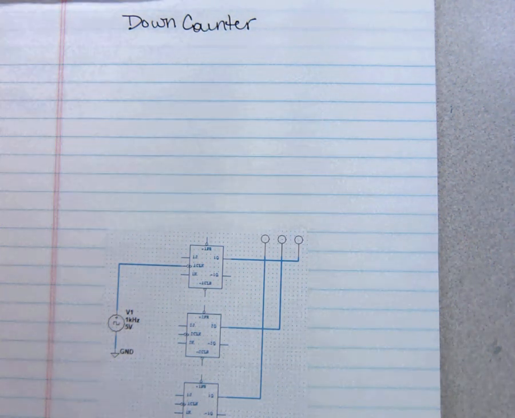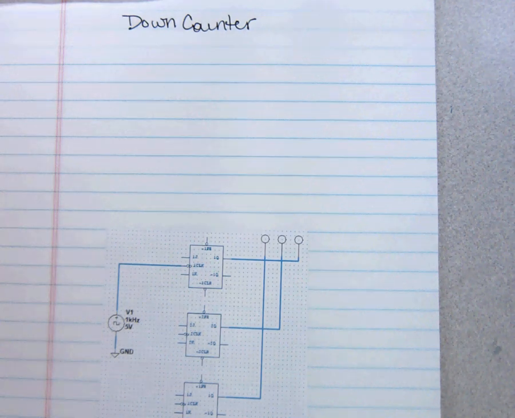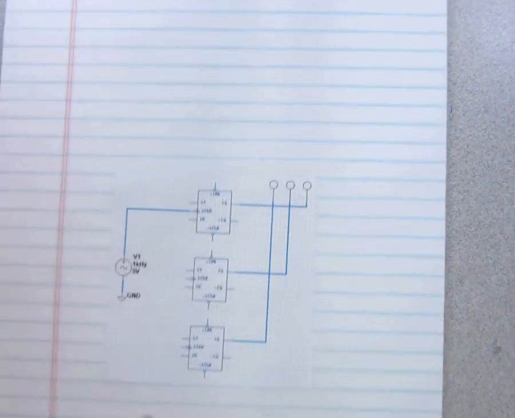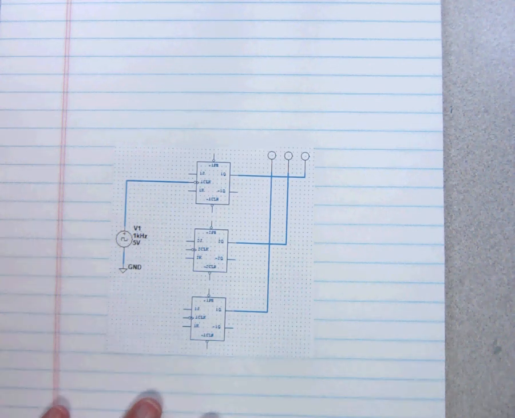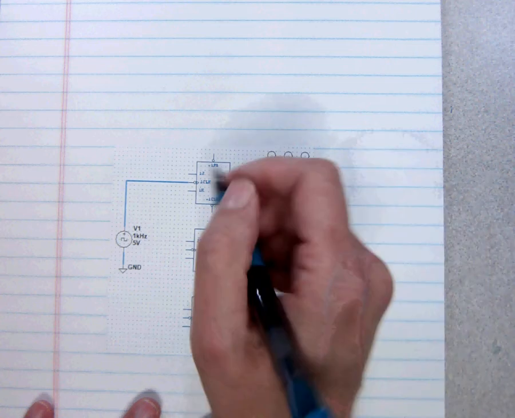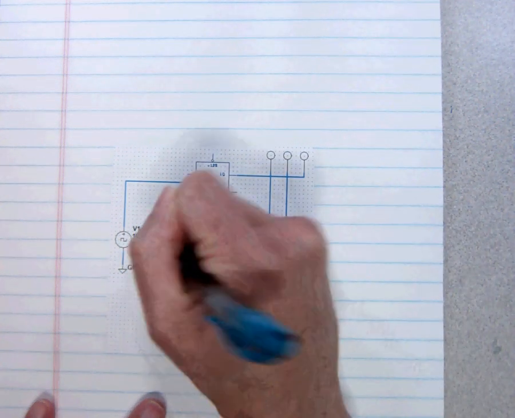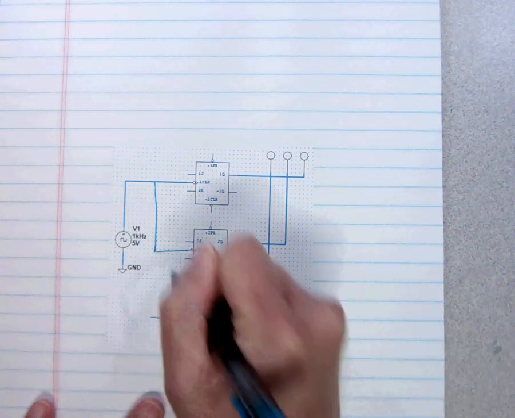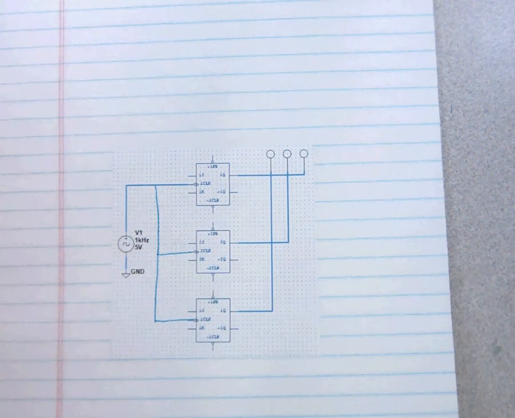So now we're going to look at how to create SSI down counters that are synchronous counters, all connected to the same clock. So we're going to start where we started before, which is here. We're going to create a 3-bit down counter, and it is a synchronized counter. So what that means is my clocks are all connected for the same input.